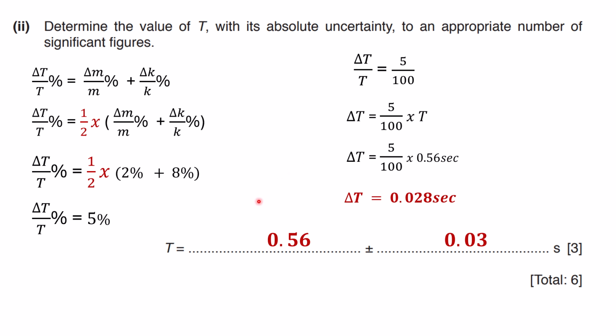Okay, so how are we going to write the answer? The answer is given in this format. Here is the value of the period that we calculated, 0.56 seconds. And here is the uncertainty. The uncertainty calculated is 0.028, but we need to follow the number of significant figures and decimal places, so we round to 0.03 seconds. So this is the final answer. And here, I just show all the work that we did to get the absolute uncertainty of the period.